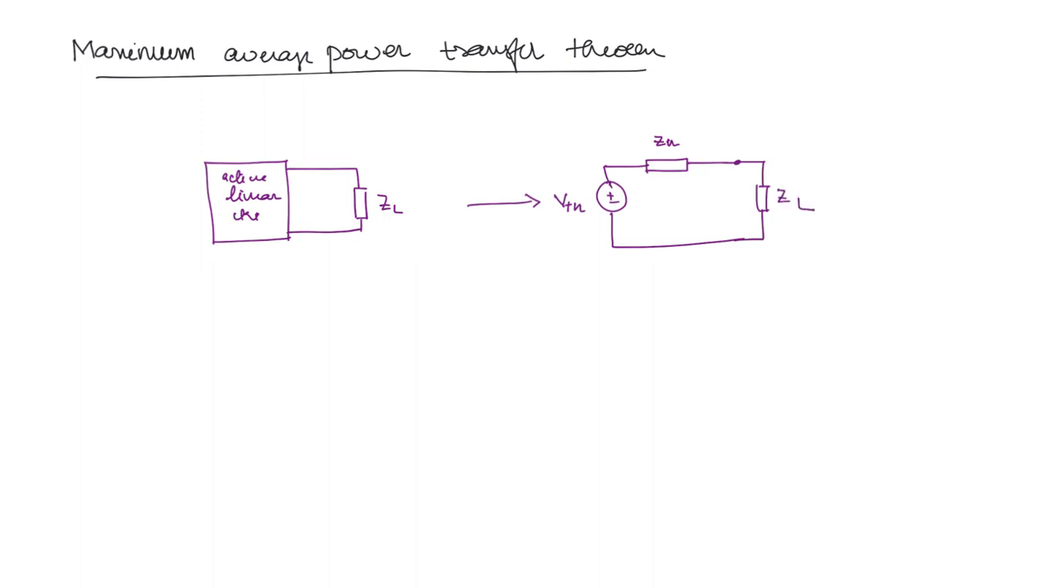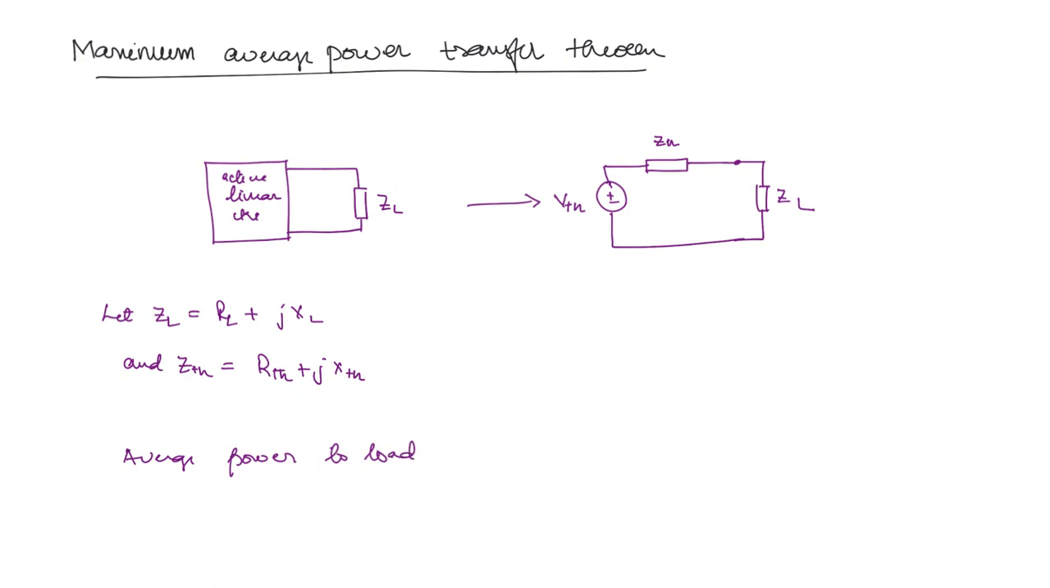Now the Thevenin's impedance and the load impedance we will write in terms of their real and imaginary parts. So let ZL is equal to RL plus jXL, and even the Thevenin's impedance we will write as RTH plus jXTH. Then what will be the average power that is delivered to the load? It is given by the current square into only the resistor, right? What is the current? The current is the current flowing through the circuit. So this we can take as IL.